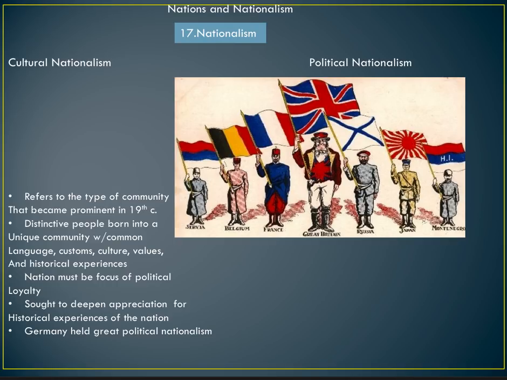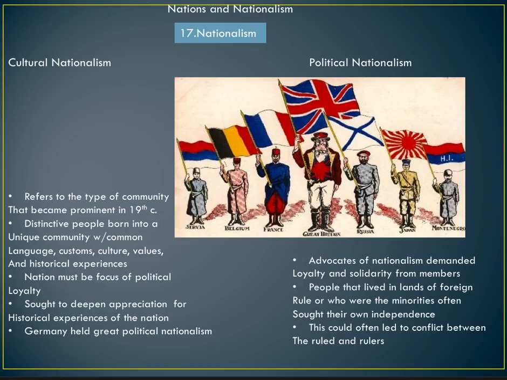And it's going to create strong nationalism, such as Germany held great political nationalism. All of these European countries had really great political and cultural nationalism, to the point where it's going to lead into World War I. So with political nationalism, advocates of nationalism demanded loyalty and solidarity from their members. People that lived in lands of foreign rule, or who were minorities, often sought their own independence. And this could often lead to conflicts between the ruled and the rulers. So again, the idea is that I'm identifying myself with a country and I'm going to do whatever I have to do to fight for that country.